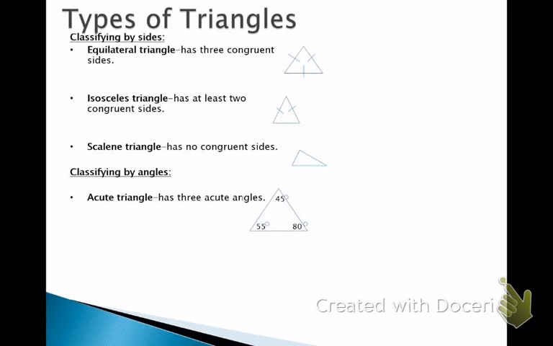Now, it doesn't have to be 45, 55, and 80. It can be any combination of angle measures, as long as they're all acute angles, then it's an acute triangle. We also have right angles, and so it's possible for a triangle to have one right angle in it, in which case we call that a right triangle. You can only have one right angle in it, because if you have two right angles in a triangle, you add those two 90s up, you get 180 already, and you have to have a third angle to add in there, and the angle measures can't add up to more than 180 degrees. So a right triangle only has one right angle in it.